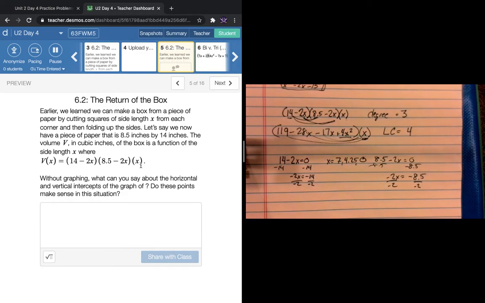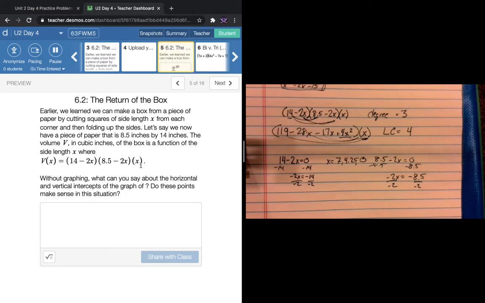Okay, that is going to be our 0. So that's how we find out when y is 0. Okay, when y is 0, x is at 7, 4.5, and 0. Why does that make sense? Because those would be the lengths of your cuts that would end up making it.